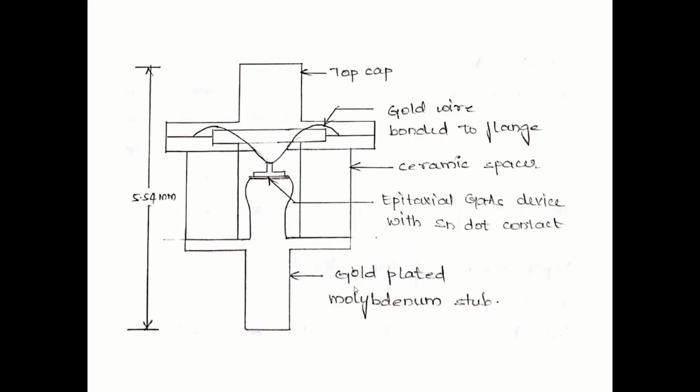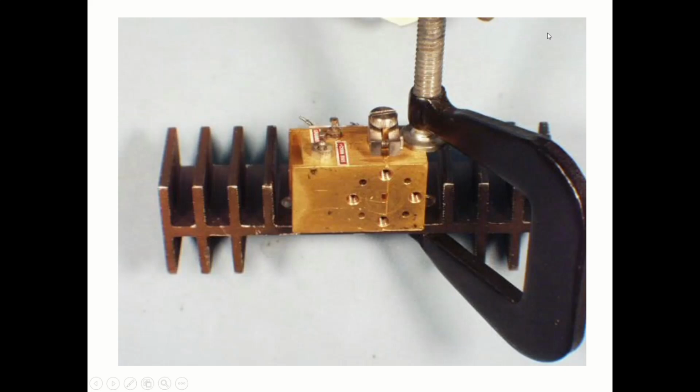So here the actual construction of the Gunn diode is shown. Here a gold plated molybdenum strip is at the bottom. Over that the epitaxial gallium arsenide device with a Sn dot contact is presented, where the Sn dot contact is the gold wire bonded to that line. The whole assembly is inside a ceramic space, and at the top there is a cap. So this is the whole assembly of the Gunn diode. See here the Gunn diode is shown.